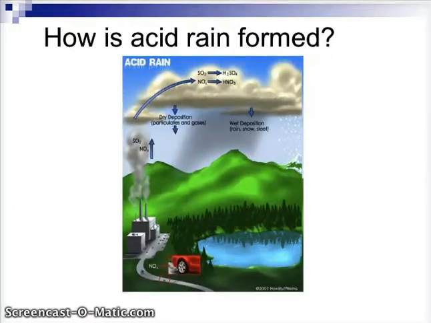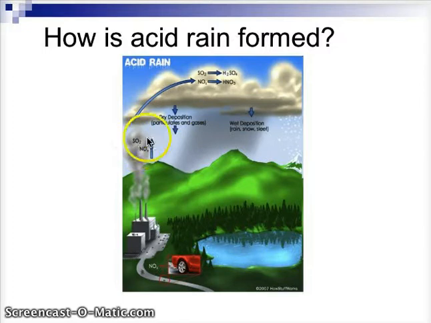Now, acid rain is formed mostly through, or the largest contributor anyway is, human activity: the burning of fossil fuels, things like coal, oil, natural gas. Additionally, we get some of these dry deposition particles like nitrous oxide and sulfur dioxide from the exhaust from cars. Now, the sulfur dioxide is mostly coming from power plants. That's really important to note.